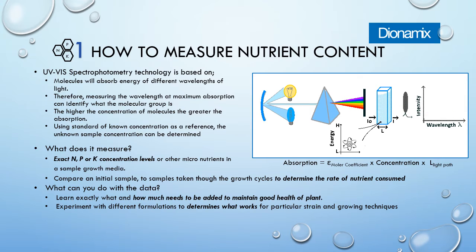How does it work? UV Vis spectrophotometry is a technology that is based on the theory that different molecules will absorb energy from light at different wavelengths. You can identify the molecular group by measuring the wavelength at which the molecule absorbs the highest amount of energy. We can also determine its concentration level by comparing the energy level absorbed of the unknown sample to a known calibration reference sample. This is the most effective way to accurately determine the nutrients and their concentration, making it easy to determine how much precisely needs to be added.